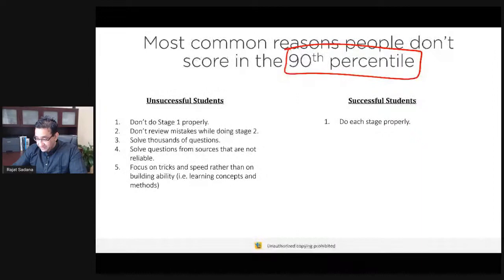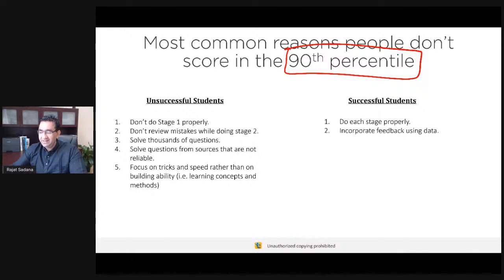Successful students actually go slow. When I say go slow, they don't take longer, but they go through each stage properly. They use feedback and do a strategic review of mistakes, and they seldom repeat those mistakes. Why? Because the whole point of doing a strategic review is not repeating those mistakes.